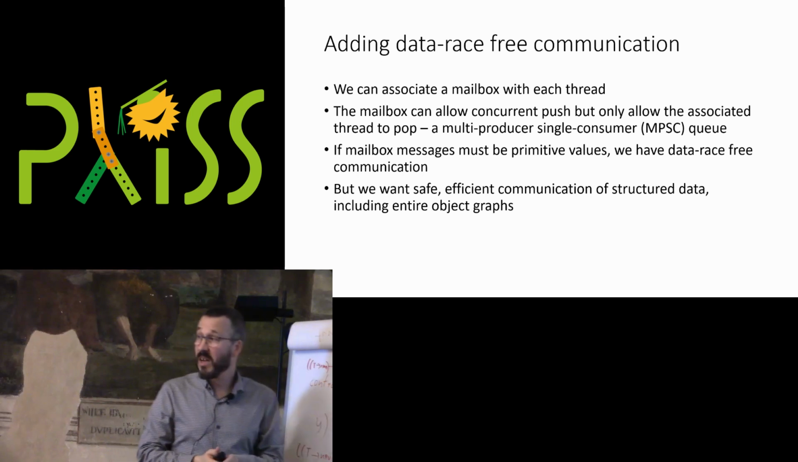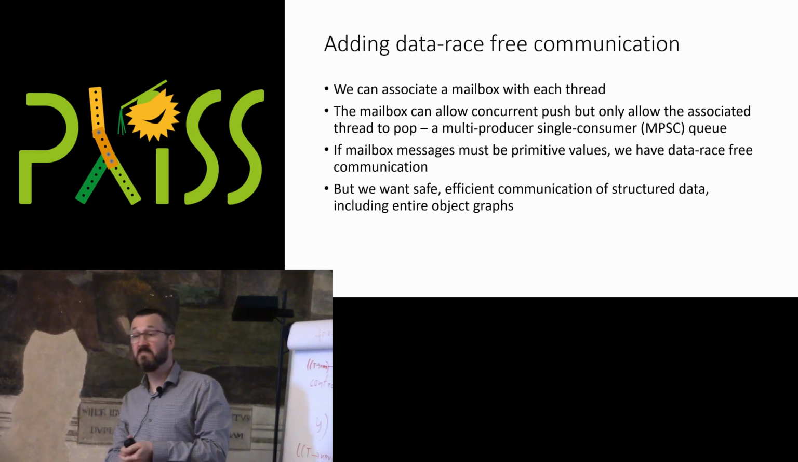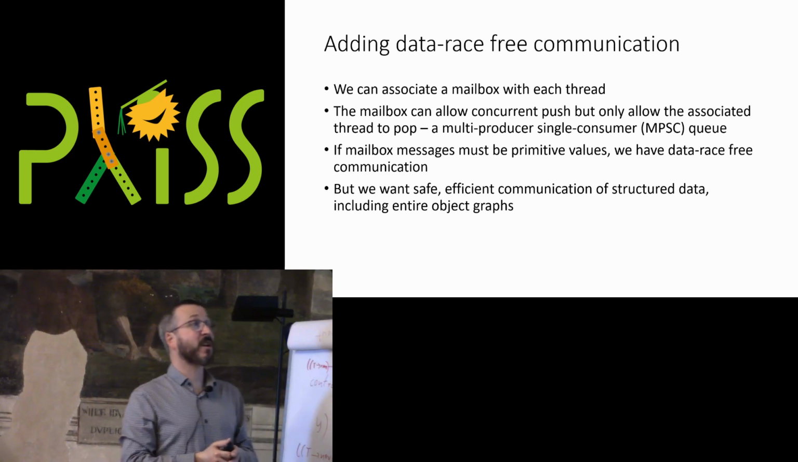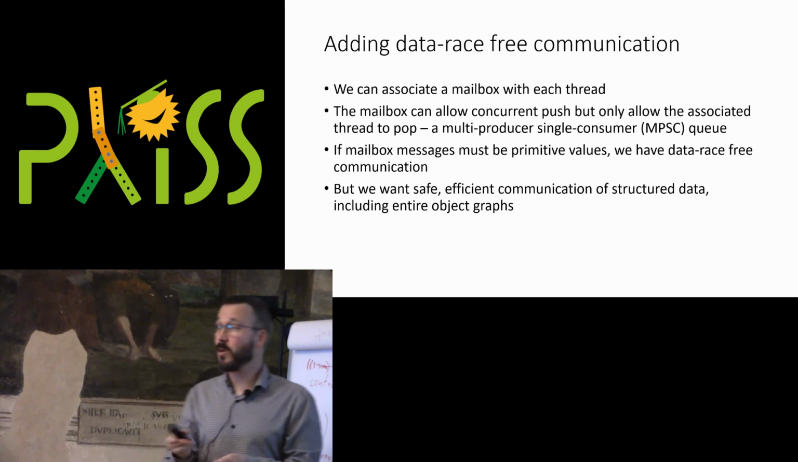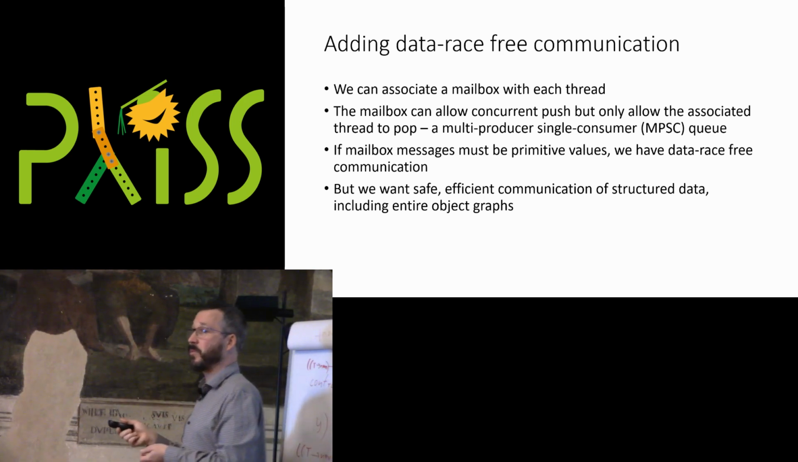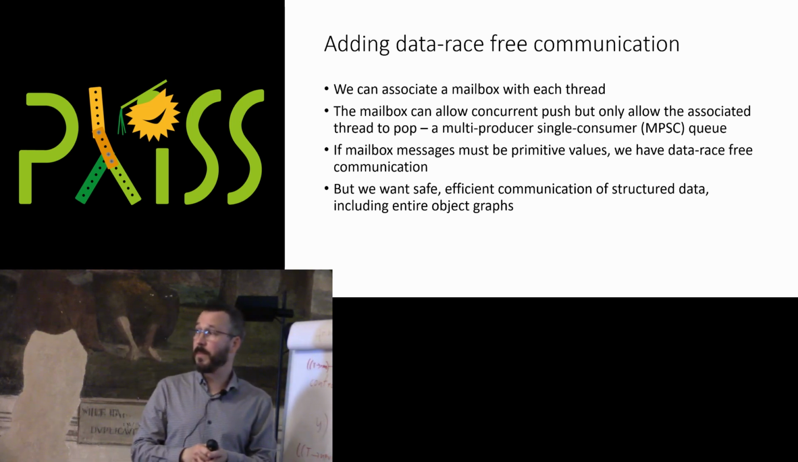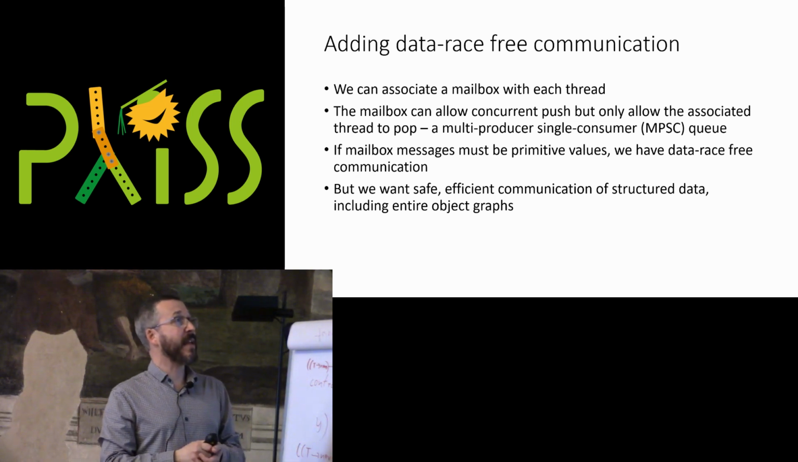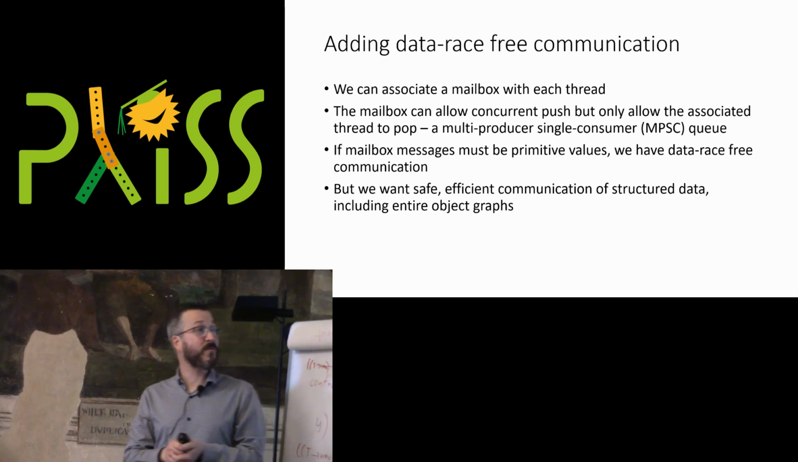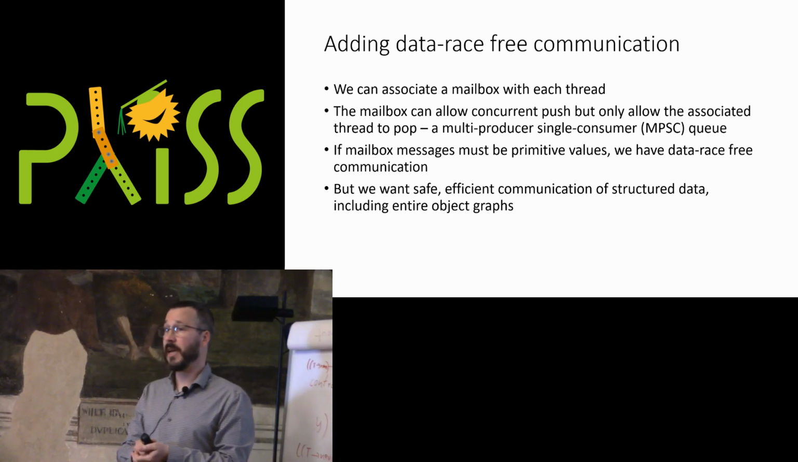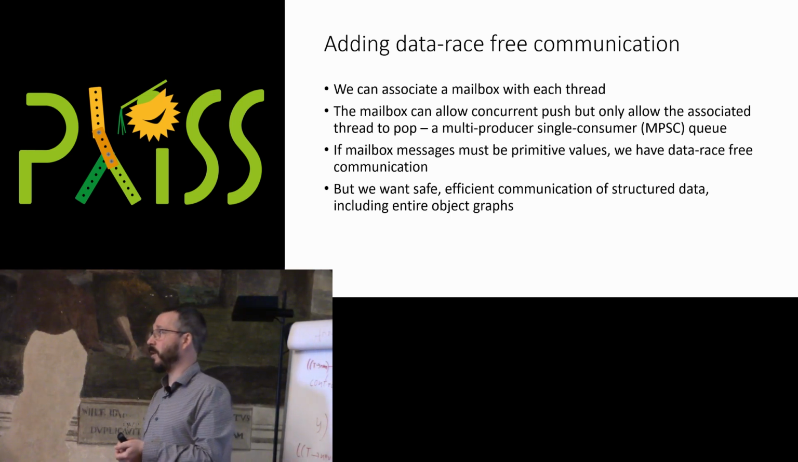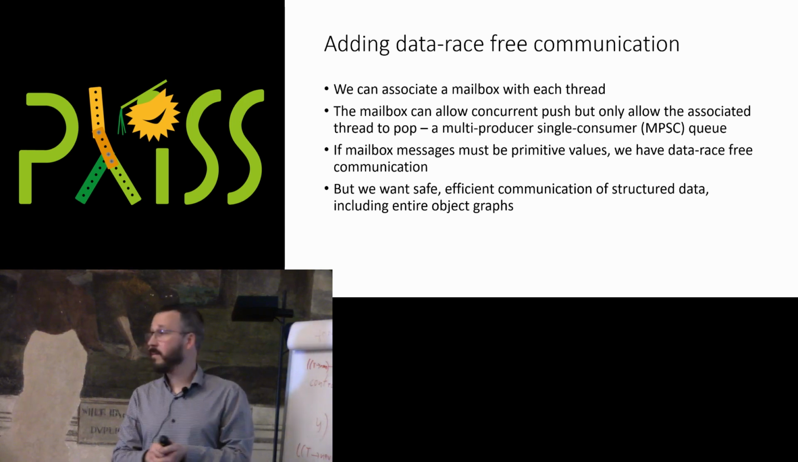We could associate a mailbox with each thread. A mailbox might allow concurrent push, but only allow the associated thread to pop, right? That's a multi-producer single-consumer queue. Those are super fun to implement, all kinds of fun MPSC queue designs. And then if the mailbox messages have to be primitive values, now we have communication and we have a perfect data race-free PRAM, and that's pretty neat.